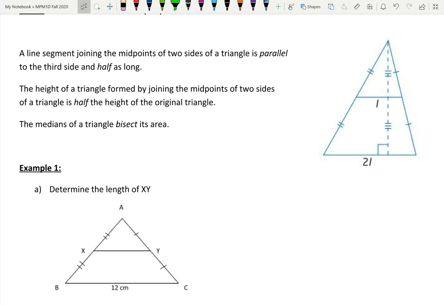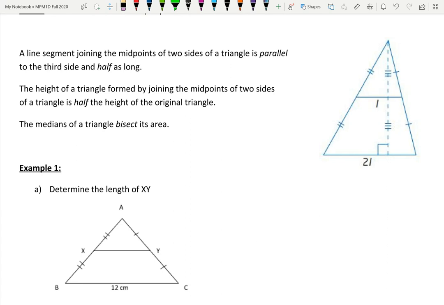A line segment joining the midpoints of two sides of a triangle is parallel to the third side and half as long. So here's a line segment, L. It's parallel to this line segment. It's also half the length. And line L is connected between the midpoints of the other two sides of the triangle.